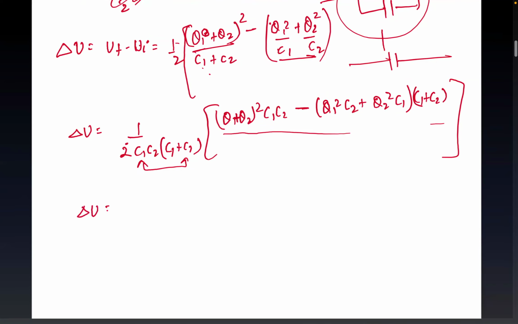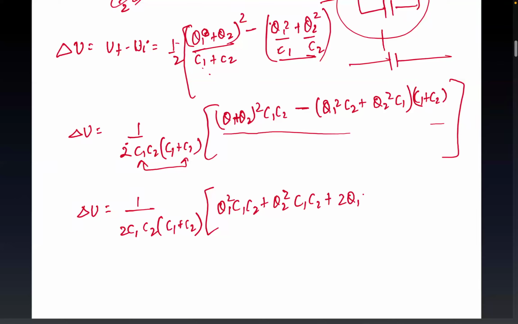So in the next step we can write it as... look, the next part is you have to expand this thing, okay? If you expand this one, what are you going to get? Q1 square C1 C2 plus Q2 square C1 C2 plus 2 times Q1 Q2 C1 C2.